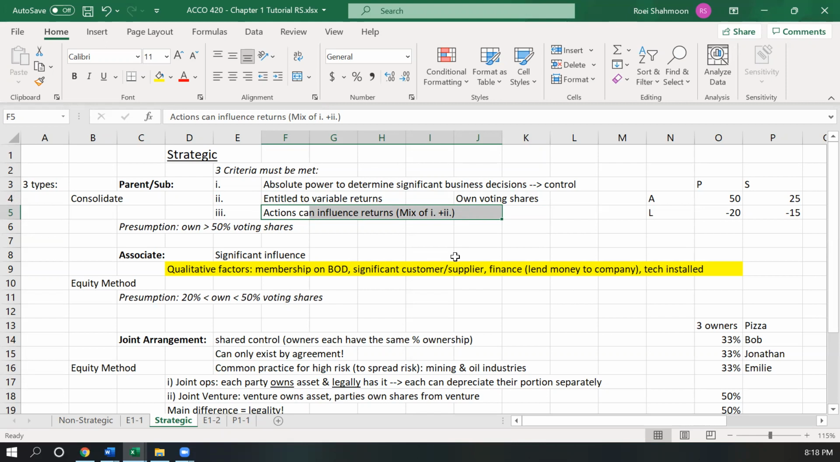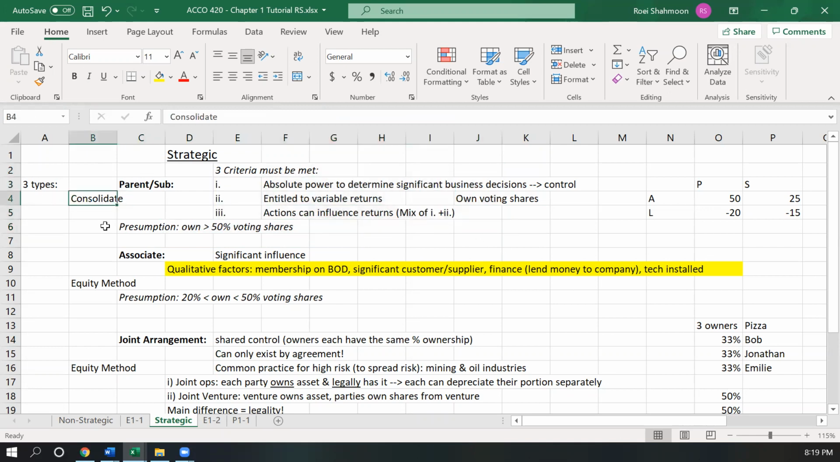Or, excuse me, you're selling chocolates with your teddy bears? Contamination issue, what's going on, right? What are you doing here? We have no expertise, our chocolate sucks. Profit goes down, stock price goes down. So again, your actions influence the returns. You have to prove this. These three, you have to prove these three exist in a parent-subsidiary relationship to say that it is a parent-subsidiary relationship. So you always start with this presumption, and then you prove it with these three criteria.